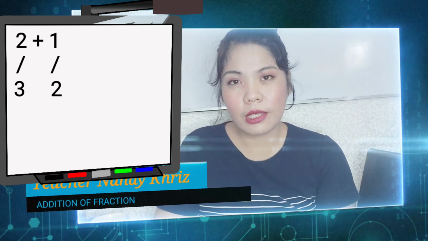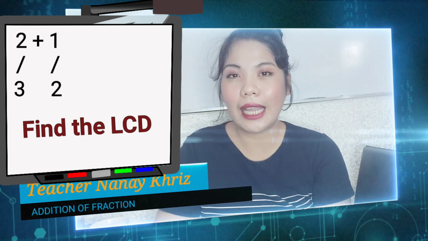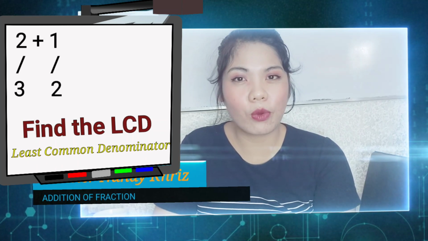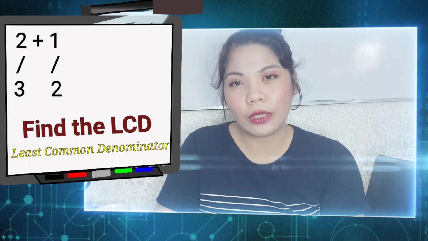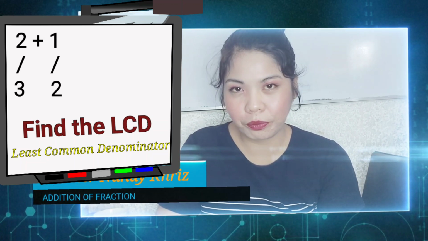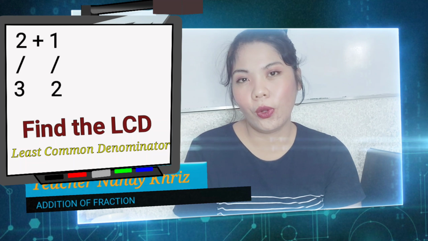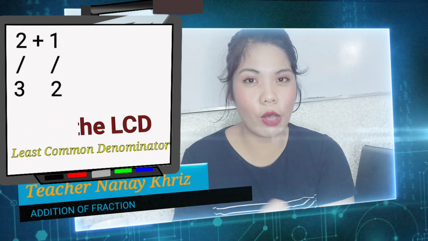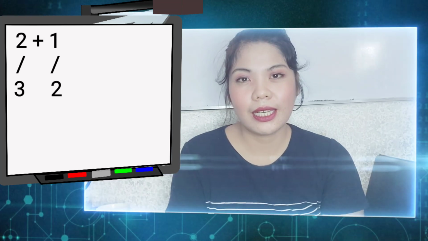Ang una natin gagawin is to find the LCD. Ano ba yung LCD? Ang LCD ay least common denominator. So, pinakamaliit na number kung saan sila ay magtutugma o magtatagpo. Ang ibig sabihin, yung dalawang numbers sa baba ng fractions natin, yung denominators natin, mag-i-skip count tayo. Yes, skip counting, and kung saan sila magtagpo, magkapareho, yung pinakamaliit na number na pareho sila, yon ang ating least common denominator. And the least common denominator of our two given fractions is 6.